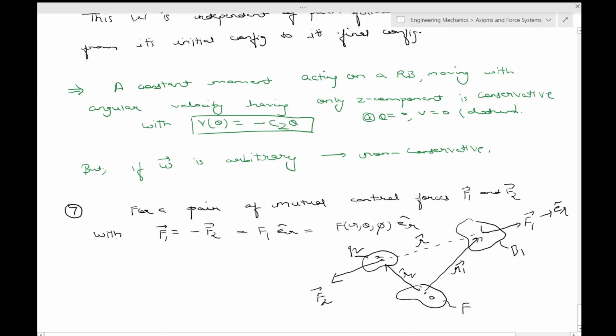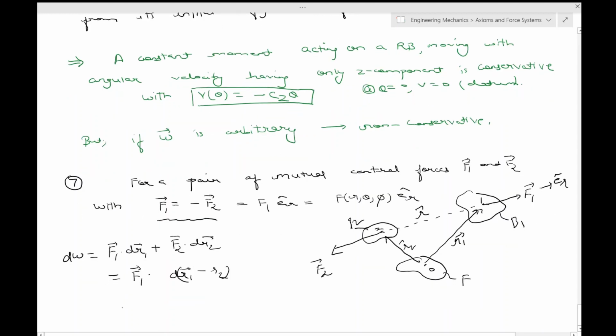Okay. So for a pair of mutual central forces F1 and F2 with F1 equal to minus F2 equal to F1 ER, we can write dW is equal to F1 dot dr1 plus F2 dot dr2. So we can just take this minus this one, and then we will have dr1 minus dr2. This value can be written as equal to F1 ER hat dot dr.